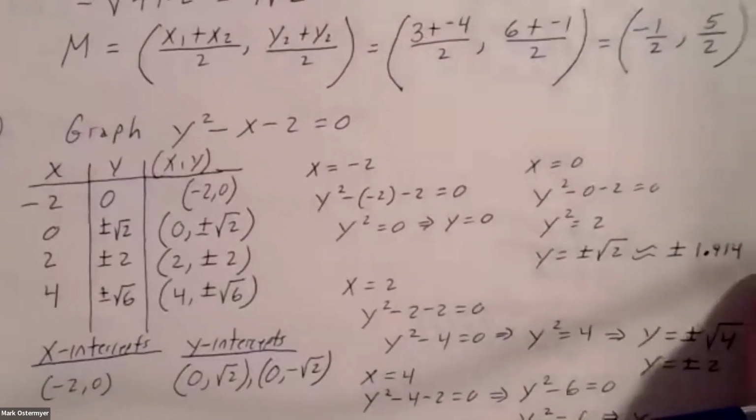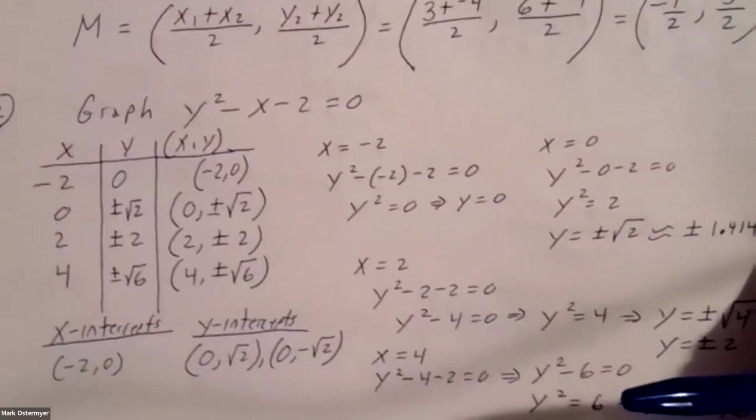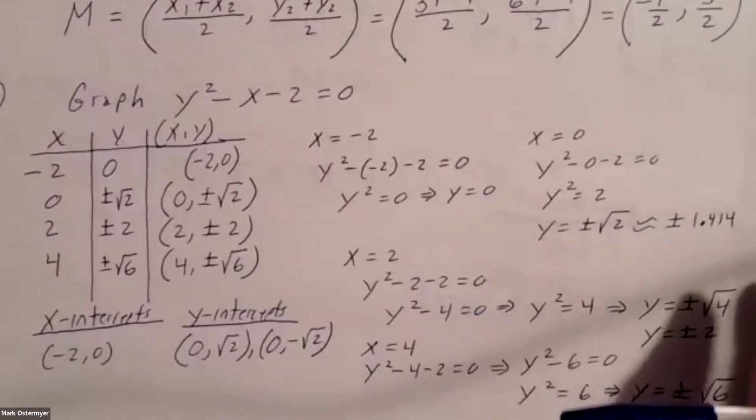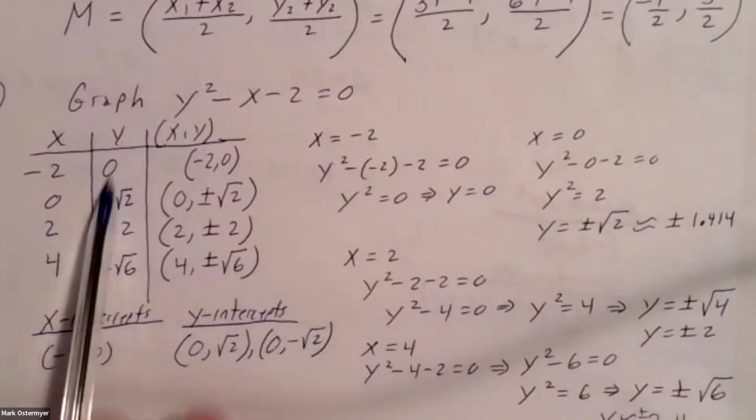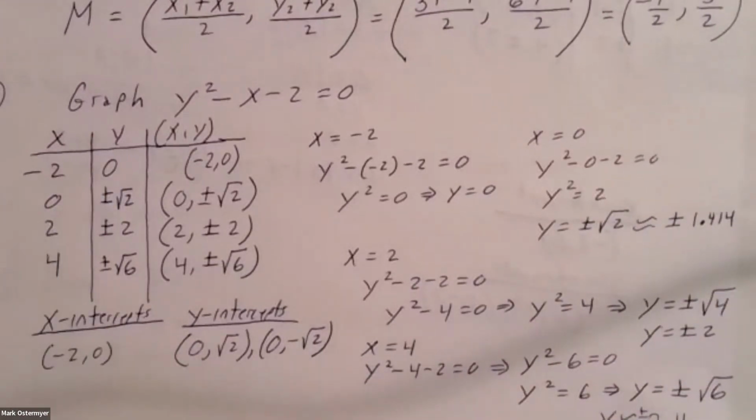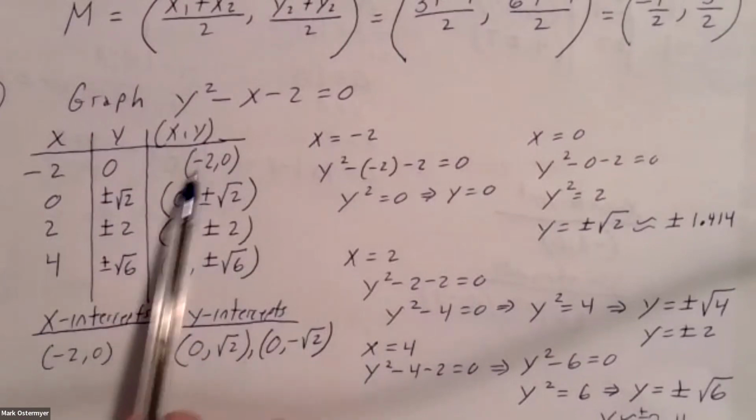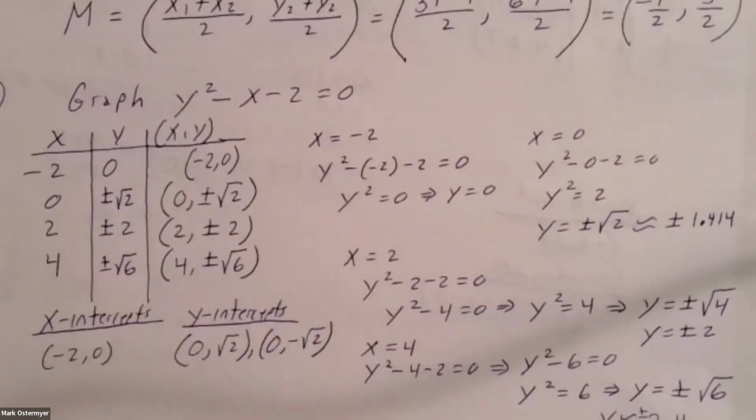I indicated the values for X I wanted you to use. Therefore, I cranked out all the Y coordinates for all these values. These would be the points that would then lie on the graph of this equation. The X-intercept would be -2, 0. There would be the Y-intercepts, 2 Y-intercepts. Are these points looking familiar? Same on your paper?